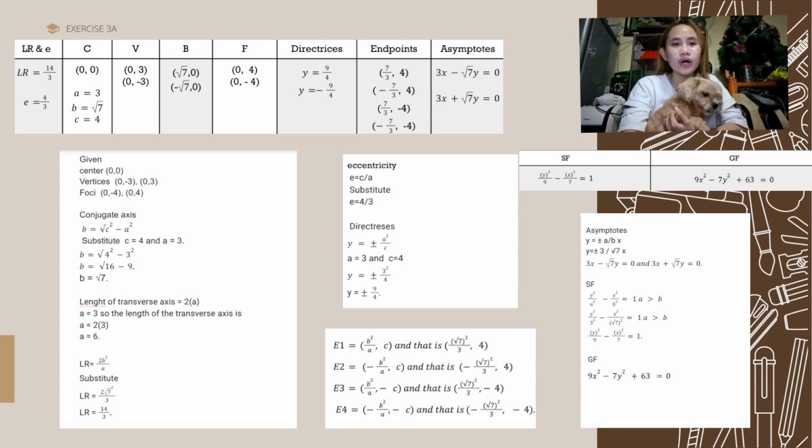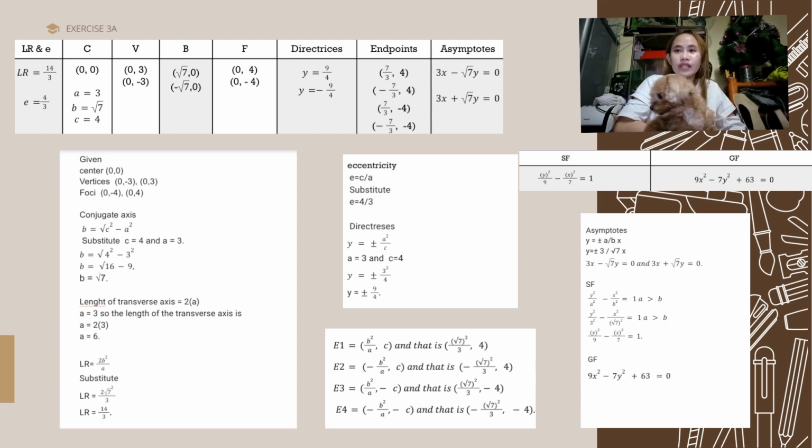Continue naman tayo para makuha natin yung endpoints. Ang endpoints ay apat siya. So, para makuha natin yung endpoints, mag-base tayo dun sa ginamit nating formula, which is yung endpoint 1 is b squared over a and c. So, substitute lang natin yung mga dapat i-substitute, and our endpoint 1 is 7/3 and 4. The next, endpoint 2, is negative b squared over a and c.